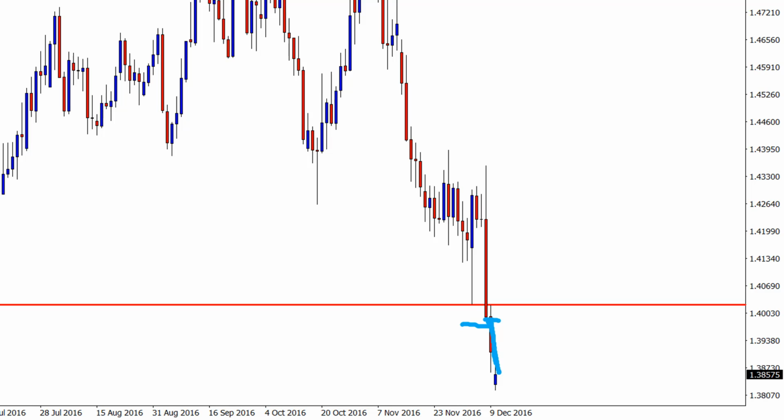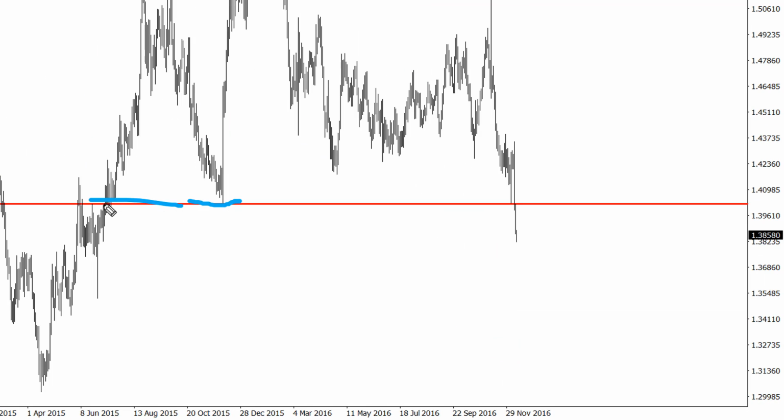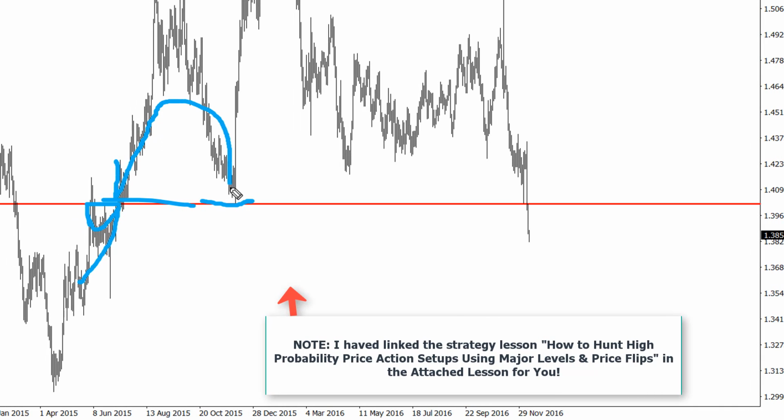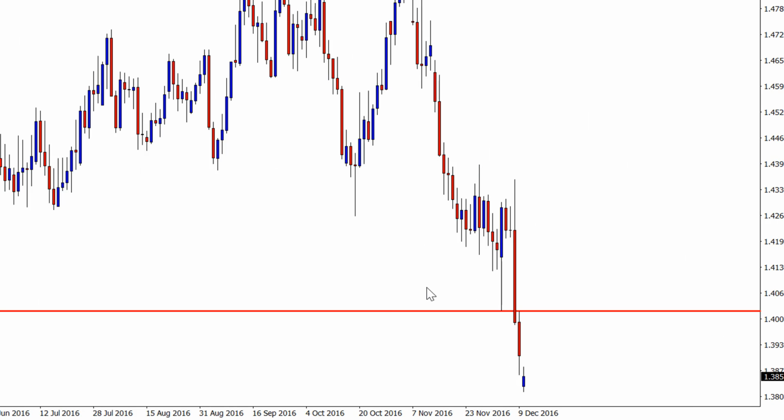Now, if I zoom this chart out for you, we have this daily level here. Price has tried to break higher. It eventually has broken higher and then has flipped. It eventually retested and held as support, and price was holding as support, and that's when this bearish engulfing bar broke back through.